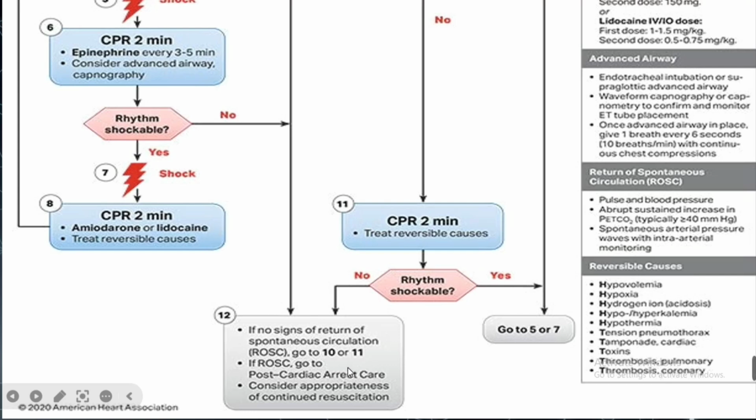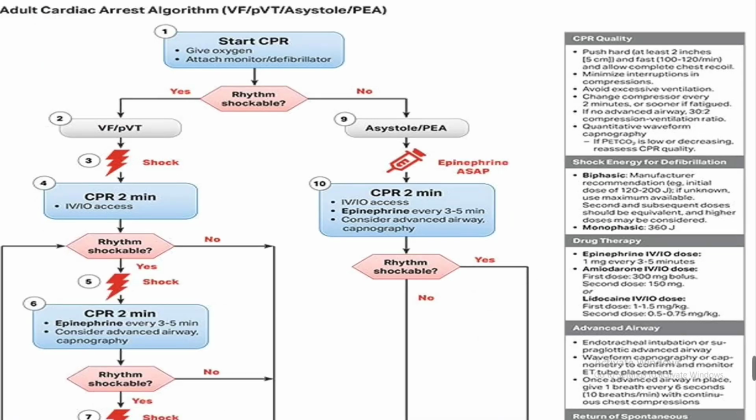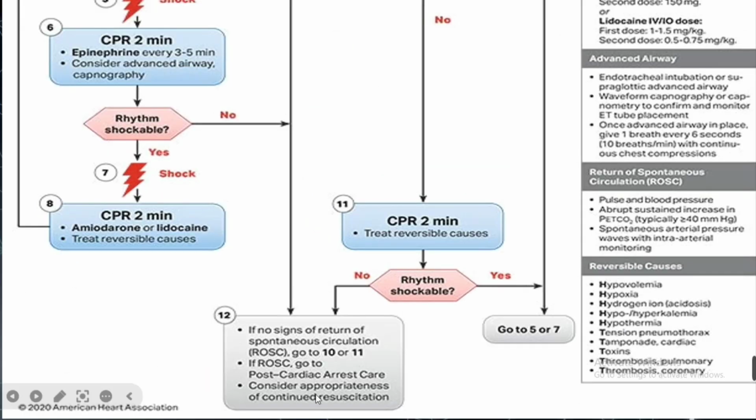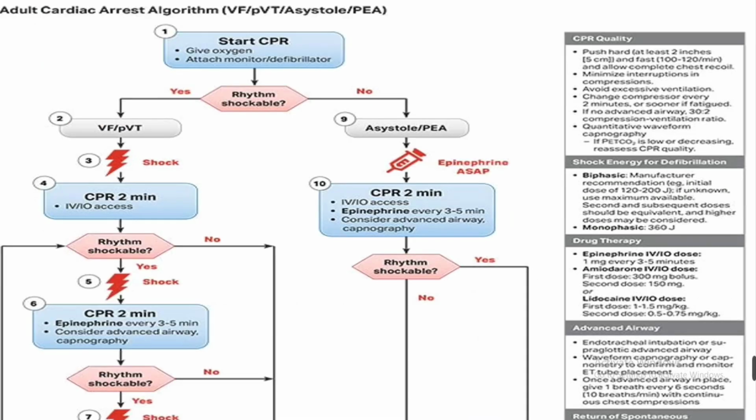10 or 11 is you have to provide CPR. You have to keep providing CPR. But if there are signs of return of spontaneous circulation, you have to provide post cardiac arrest care to the patient. Afterwards, you have to consider the appropriateness of continued resuscitation or not, which is a shared decision of whether to continue the resuscitation or to stop it. Next, we'll be seeing what is in the blocks.